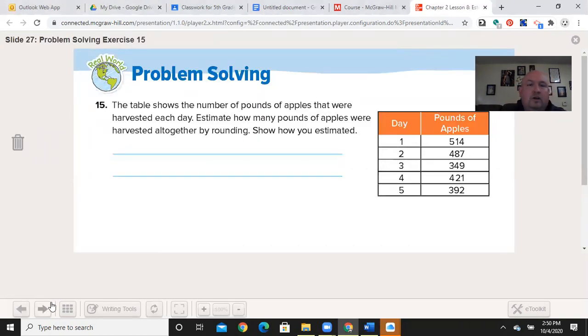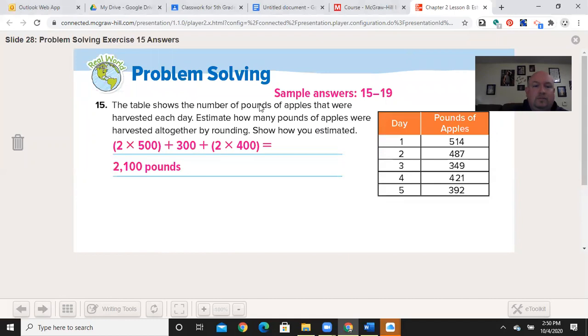The table shows the number of pounds of apples that were harvested each day. Estimate how many pounds of apples were harvested altogether by rounding. So I want you to try it, and then let's come back and see how yours compares with the book. So pause your video now. Welcome back. And first things first, make sure you're adding and not multiplying all these numbers because they'll be big numbers. Let's see what we got here.